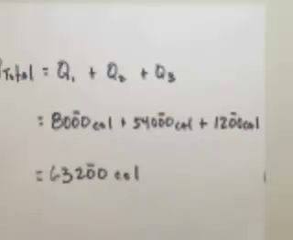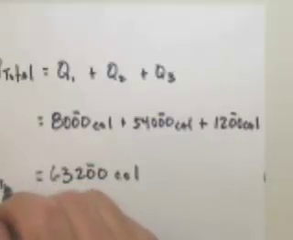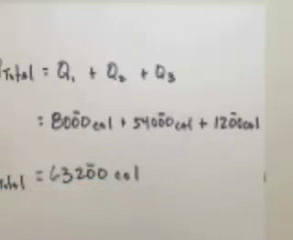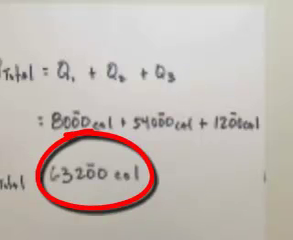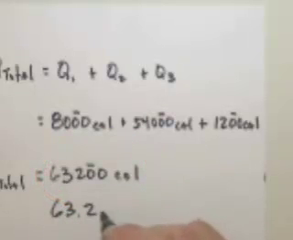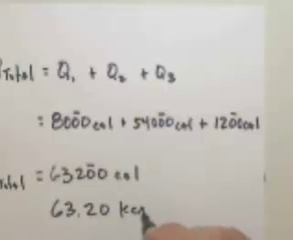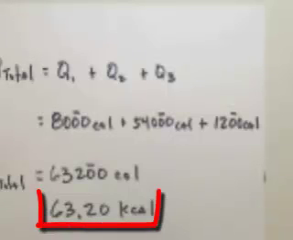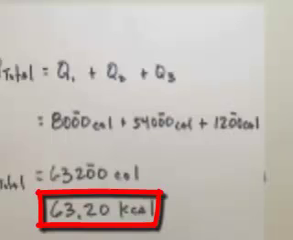So final answer, Q total for this problem is 63,200 calories. Because it's such a large number, you may actually want to represent that in kilocalories. It could be expressed as 63.20 kcals. Hopefully that helps.